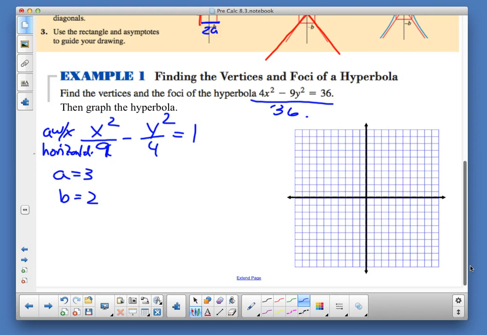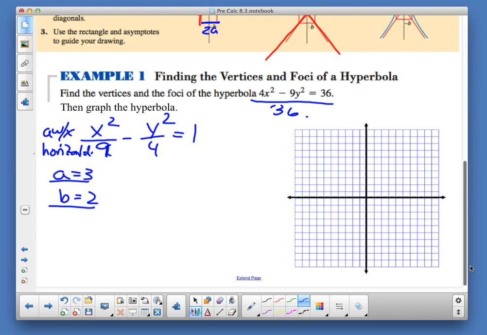Okay, you okay how I found b? Square root of 4. 2 squared is 4. Okay, are you all right with that? Now, this is the semi-transverse axis, that's what a is, and b is the semi-conjugate axis.